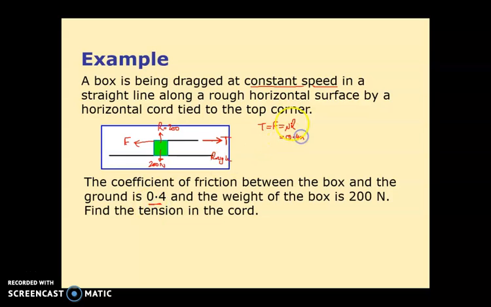0.4 times the R value, which I have worked out has got to be 200. So is that 80 newtons? That tells me the tension in the cord is 80 newtons. 80 newtons, there you go.